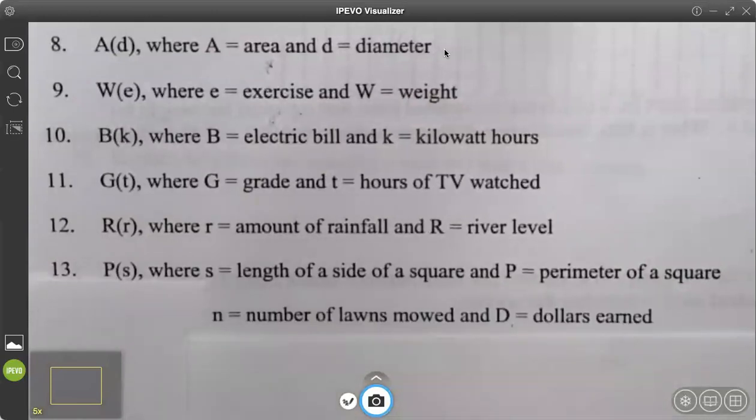Number of lawns mowed and dollars earned. Try to write this one on your own in function notation. Okay, which is independent, which is dependent? What depends on what? It can be argued both ways, but the best answer is that how many dollars you earn depends on how many lawns you mow. Lawns mowed is independent, dollars earned is dependent.